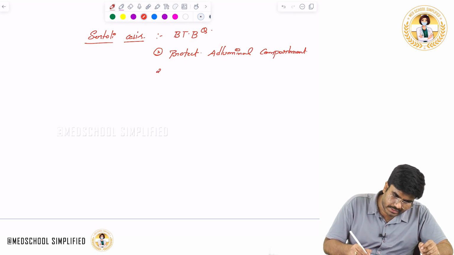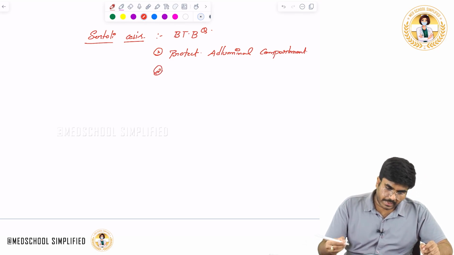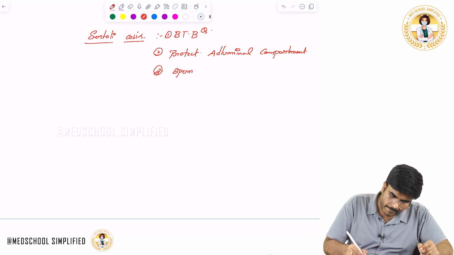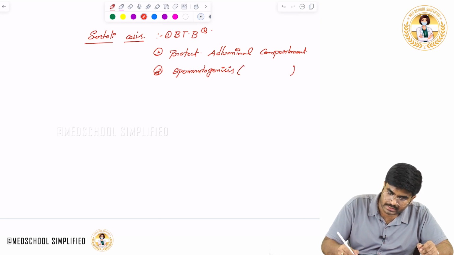Next, the third function is that they help in spermatogenesis. How? Because they are the nursing cells. They give nutrition to the sperms. They are the nursing cells.